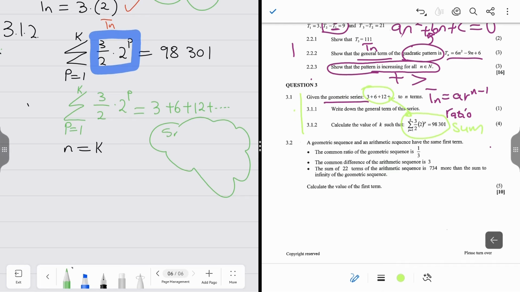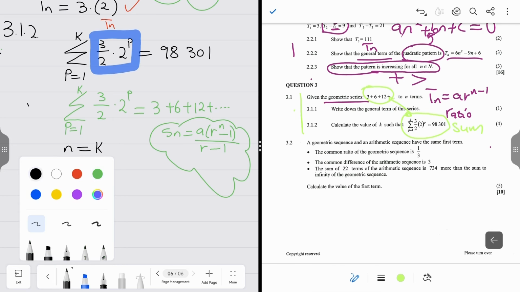So it's Sn equals, remember, this is for a geometric series, not arithmetic, a multiplied by (r to the exponent n minus 1), all divided by r minus 1. You need to know that this is the formula you are going to use, and you need to know how to use it. Now that's what we know and what we have, so let's go and work.